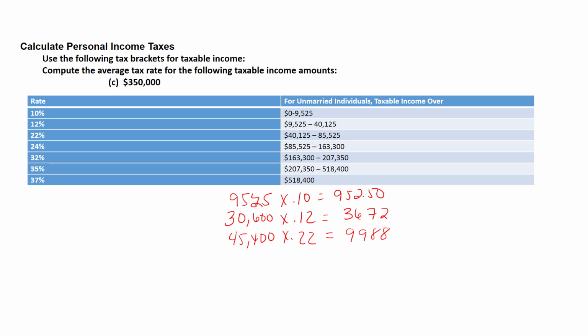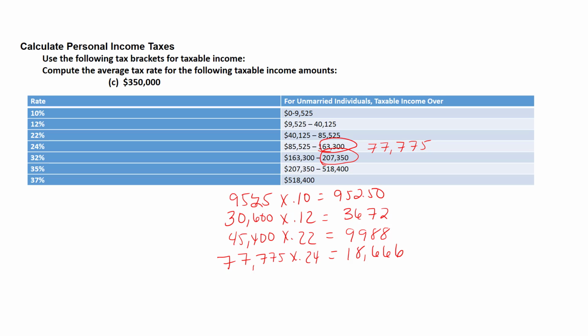Did we make more than $163,300? Yes, we did. So we subtract the $85,525 from the $163,300, and the amount of money in this bracket is $77,775, and we use all of that. And that is taxed at 24%. And then look at the next bracket.